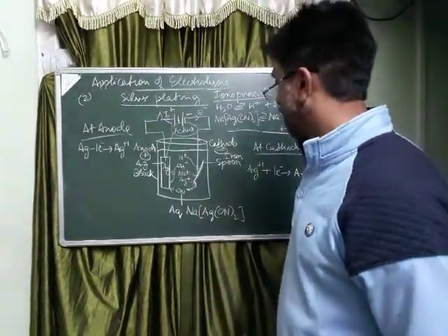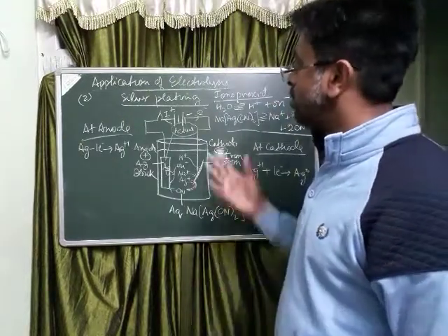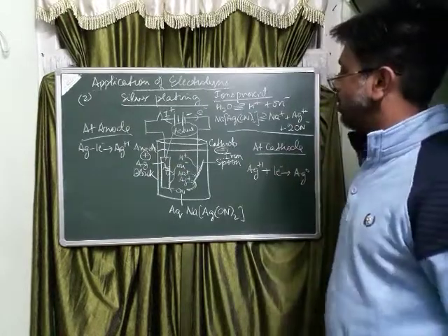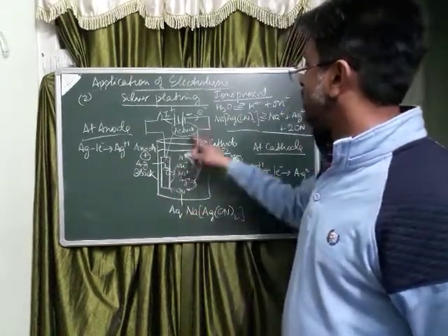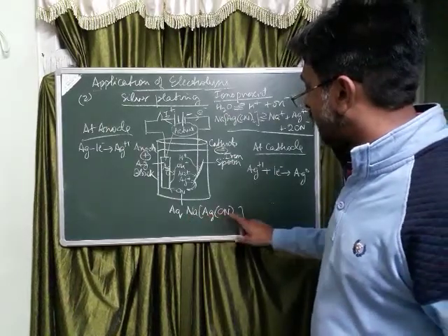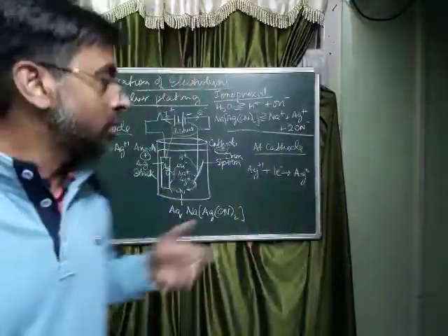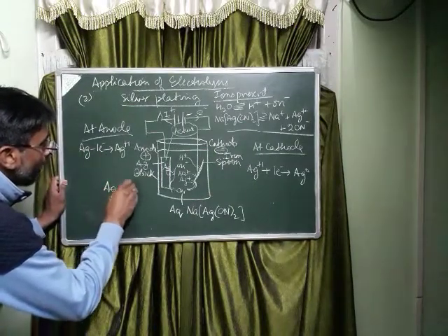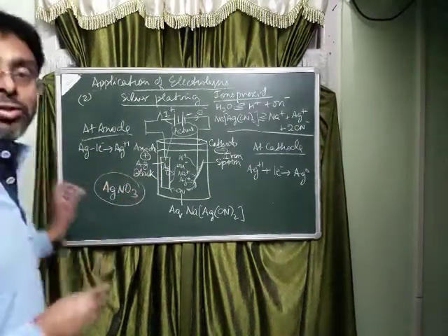Now, what are the questions they will ask you? Direct questions over here. Reaction at anode, reaction at cathode. What is the nature of the anode? Active electrode. Why is sodium argentocyanide used? Why don't they use any other electrolyte like silver nitrate? Why don't we use silver nitrate? They can ask this also.